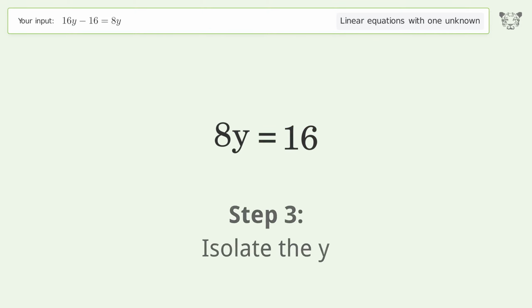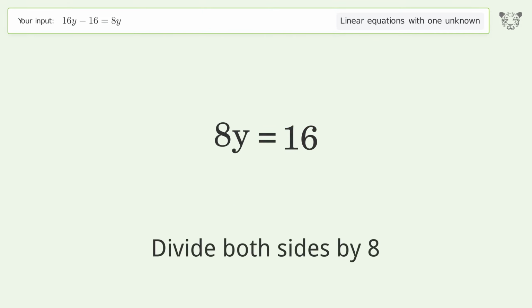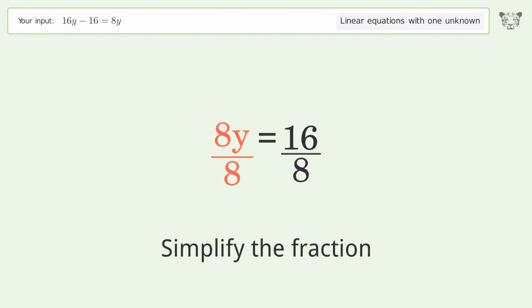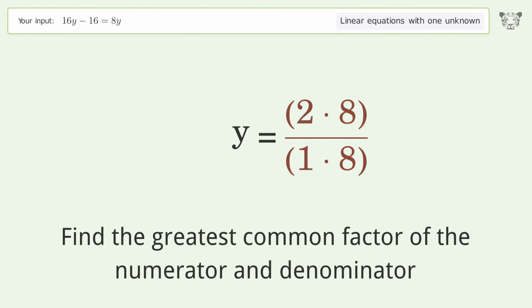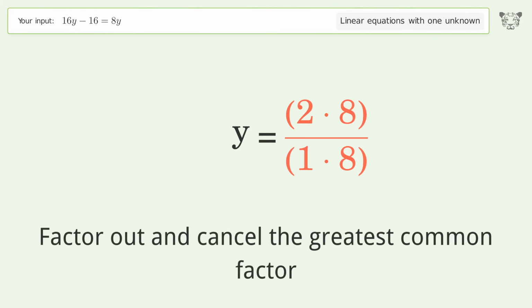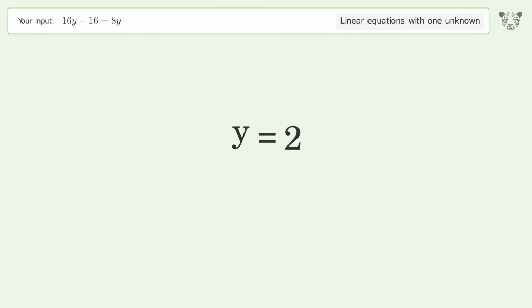Isolate the y. Divide both sides by 8. Simplify the fraction. Find the greatest common factor of the numerator and denominator. Factor out and cancel the greatest common factor. And so the final result is y equals 2.